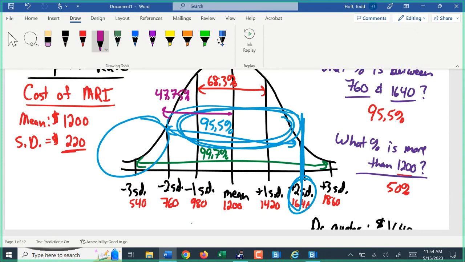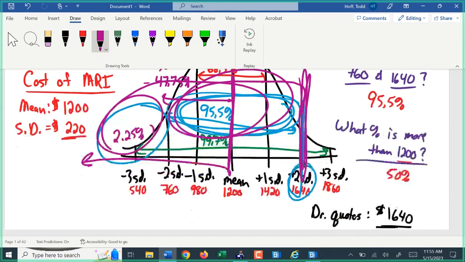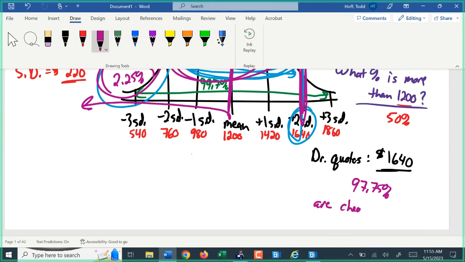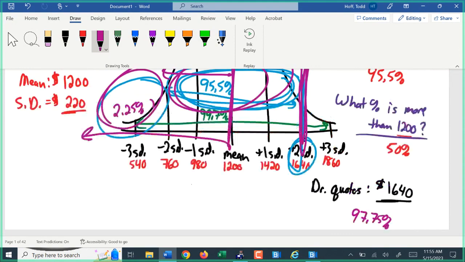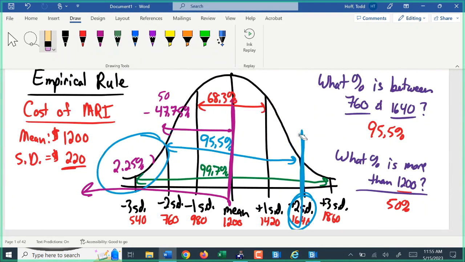So that means since 50% is to the left of the mean, this is 50 minus the 47.75, giving us 2.25% out here. So the amount that would be less than 1,640 would be the 95.5% plus an additional 2.25%. Adding that up is 97.75% of all MRIs are cheaper than that price. So what that's telling us is we can probably go somewhere else and get a cheaper MRI than the price that the doctor quoted. This is one, if you go into the medical field, it's a good analysis.